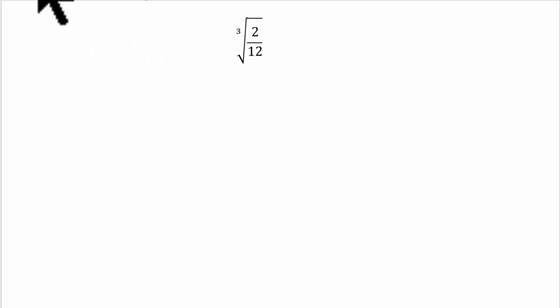Now when you have something like this, and if you can reduce the fraction inside, go ahead and reduce the fraction inside. So this is the cube root of 1/6. Okay, but now we can break this apart. That's the same thing as the cube root of 1 over the cube root of 6. But we can't have a root, a radical, in the denominator. Okay, so the cube root of 1 is just 1.